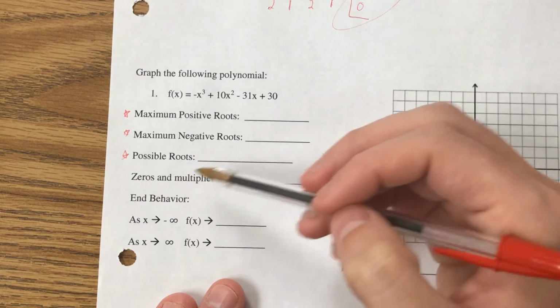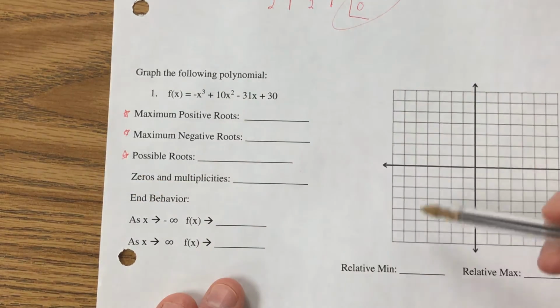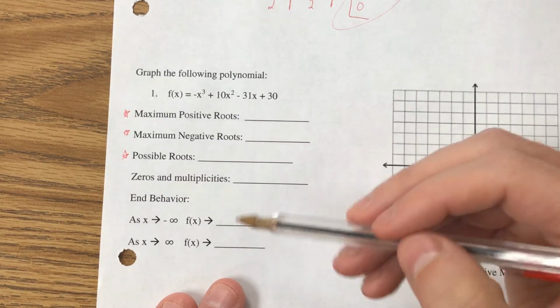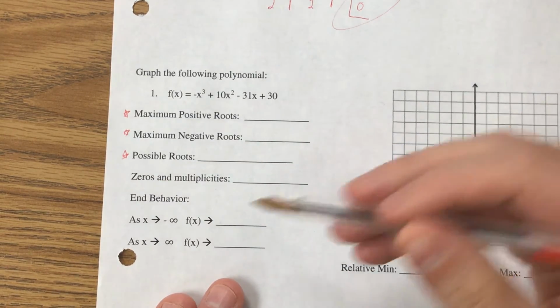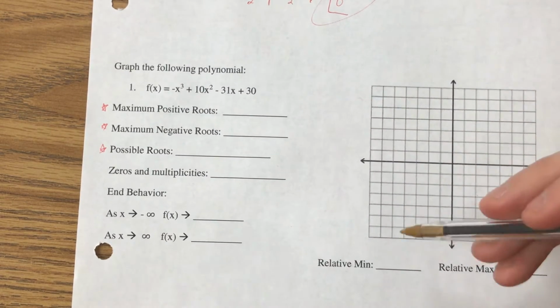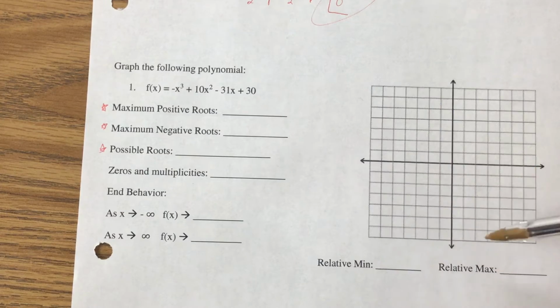Unlike zeros and multiplicities, those you can just look at a graph and say, oh yeah, those are the zeros and multiplicities. And behavior, oh yeah, it's pointing this way and that way, that's the end behavior. Relative mins and maxes, you have to use calculus or calculators for. We are using calculators for.